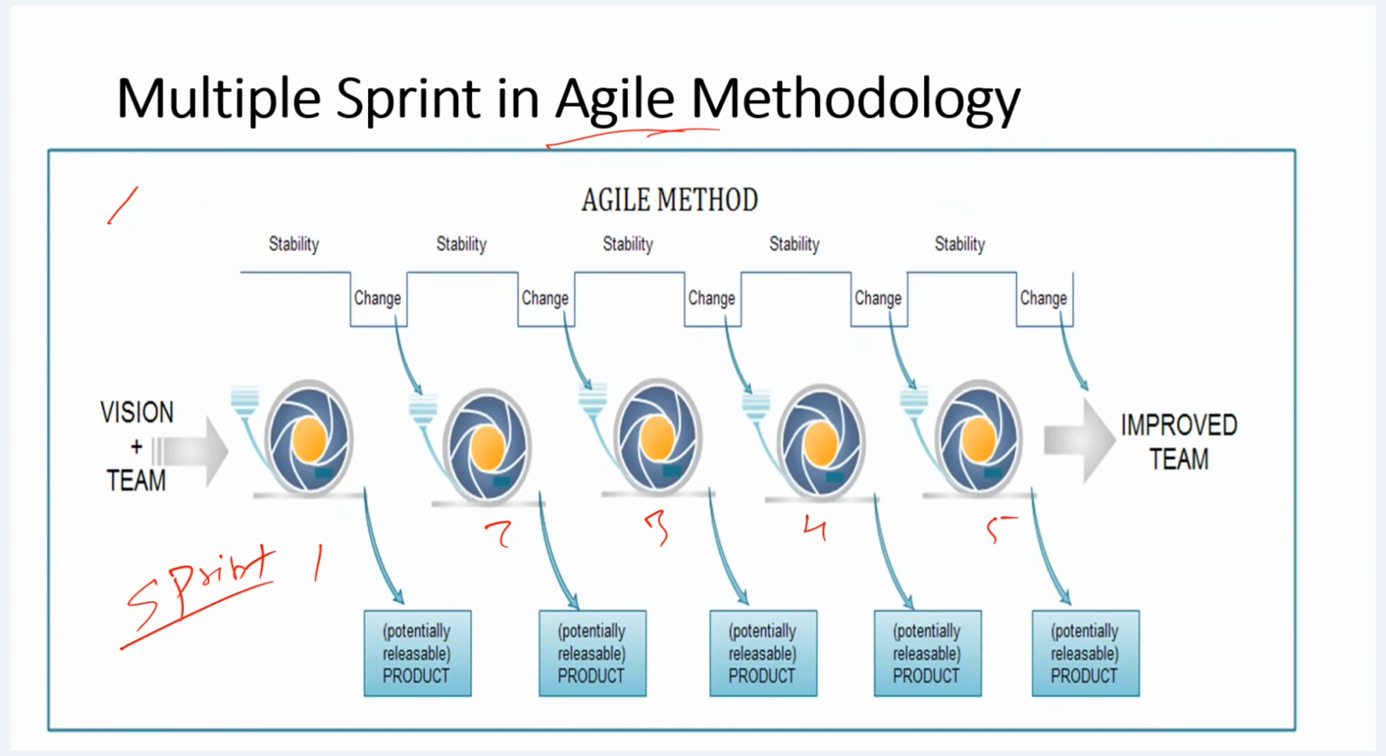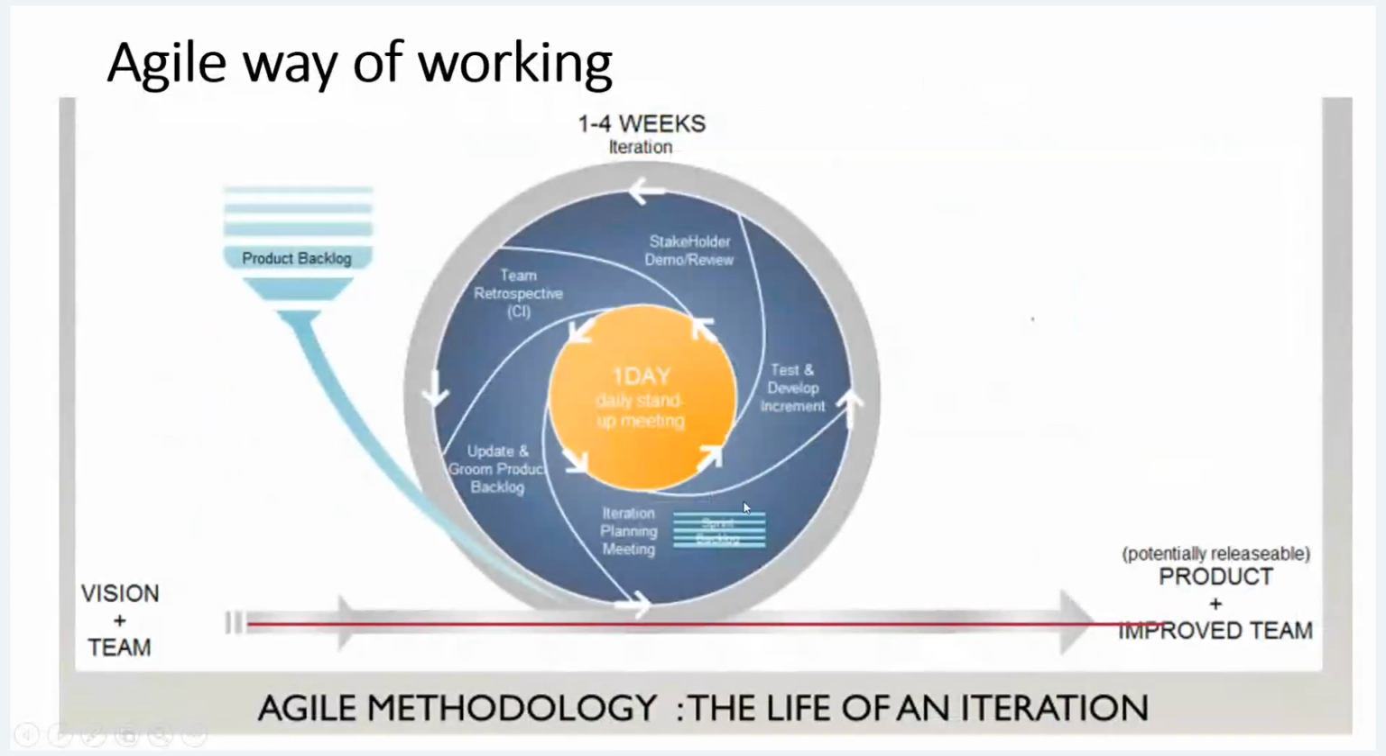Here, suppose I am clear with 100 requirements, not all the requirements, just 100. Out of these 100 requirements, I have taken 50 requirements which I can develop in this one cycle. I will take this first cycle and describe it in more detail. So this is my one sprint, the first sprint.